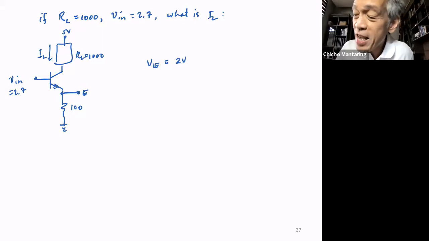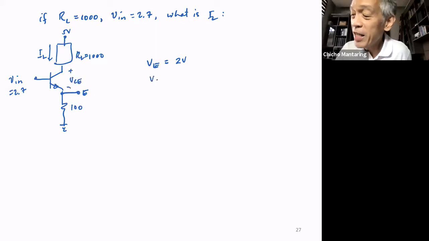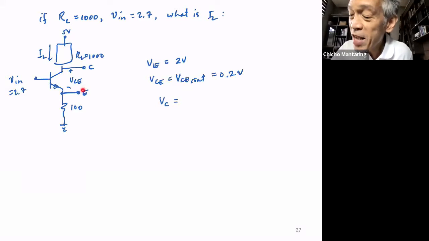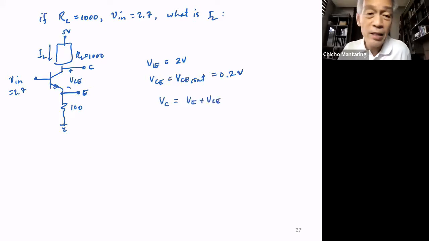What will be the value of VCE? VCE will be VCE SAT, which is equal to 0.2 volts. And therefore, what is the value of VC? VC will just be VE plus VCE. It's a partial KVL, no? Differential KVL here. The voltage at VC is VCE plus VE. So this is 2.2 volts.